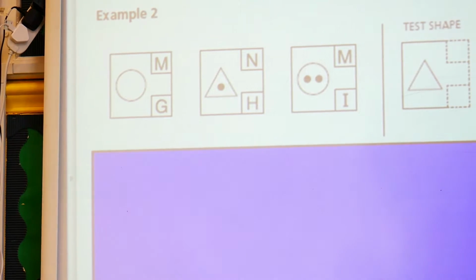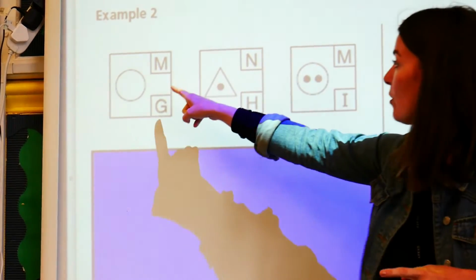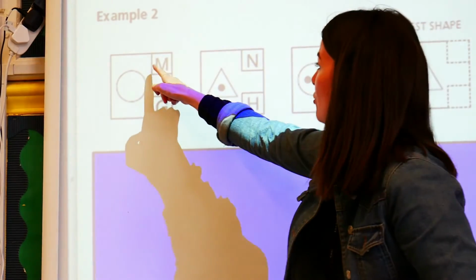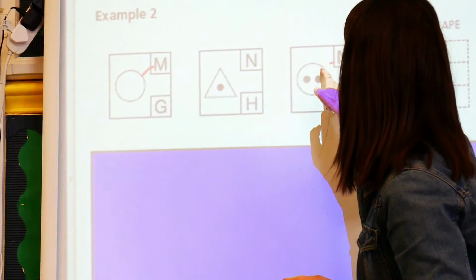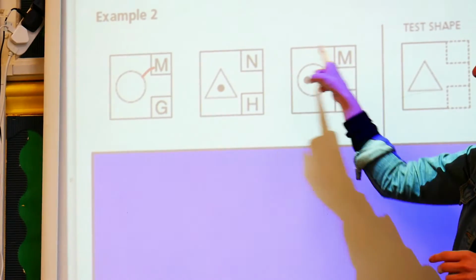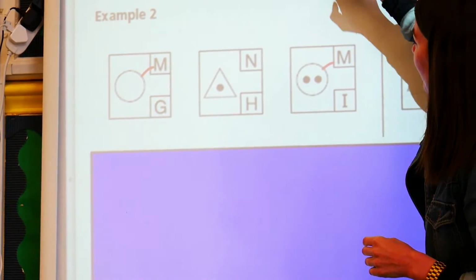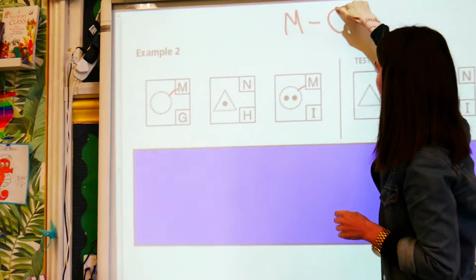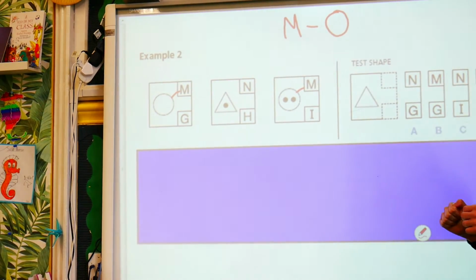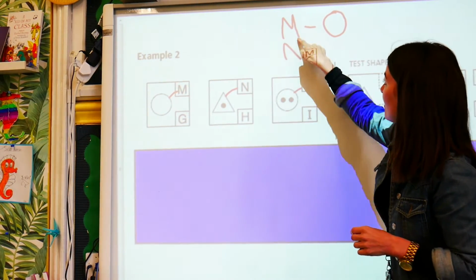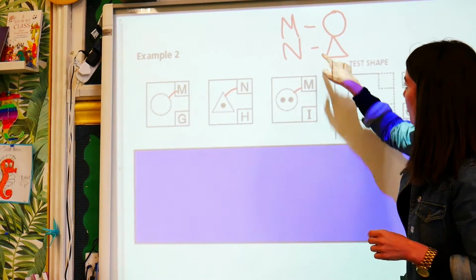Well, I actually don't see anything the same here, except for these 2 circles. So what I'm going to do is show that I can match those up. Again, it must be these top letters are representing the shape. So I'm going to write that up again, like a little code for myself. M is represented by a circle, and therefore you probably realise that N is represented by a triangle.